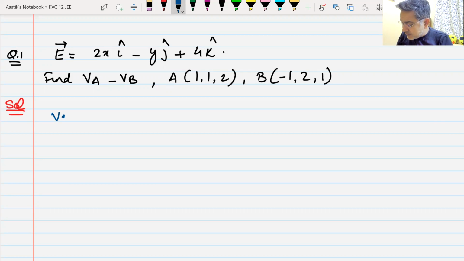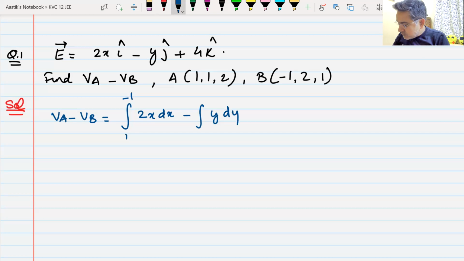So I have to find VA minus VB. So what do I do? I just take the integral of Ex into dx, so it is 2x dx. I can take the 2 outside of the integral, and x has to be integrated from 1 to minus 1. Then minus y dy, that has to be integrated from initial point 1 to final point 2, plus 4 times the integral of dz. Z has to be integrated from 2 to 1. Have you set up this integral like this? Yes or no?